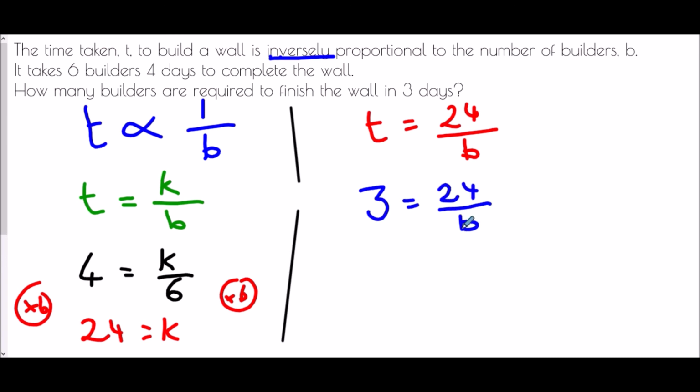How do I solve this problem to find out what B is? Well, there is a little bit of a trick in here. I need to multiply by B, but then divide by 3. So I can swap those two around. B is going to be 24 over 3. And 24 over 3 is 8. So if I want to finish the job in 3 days, I will need 8 builders.